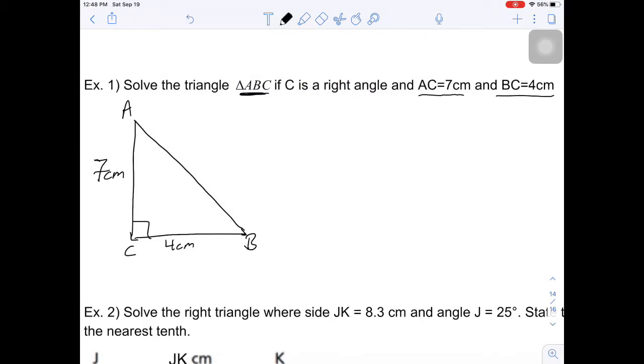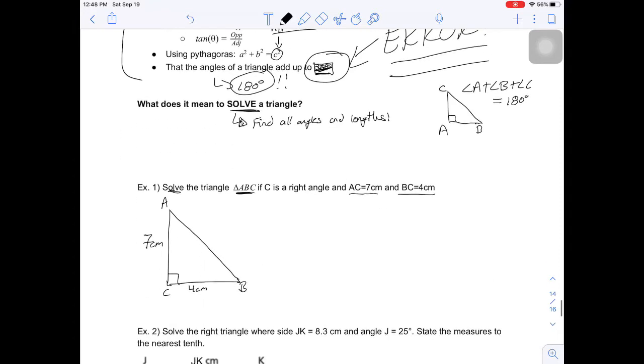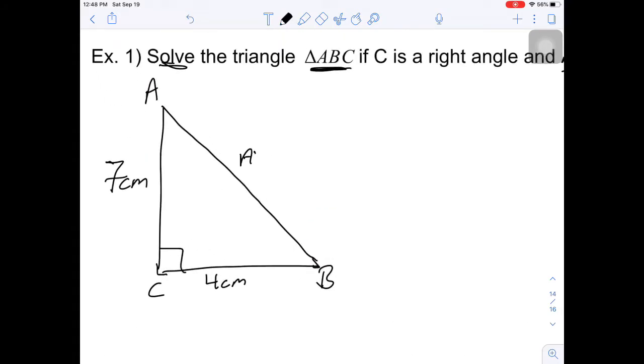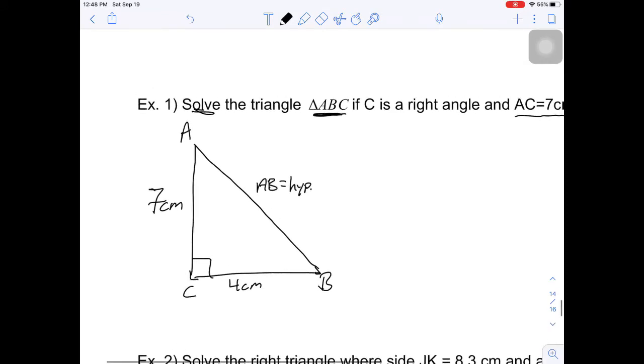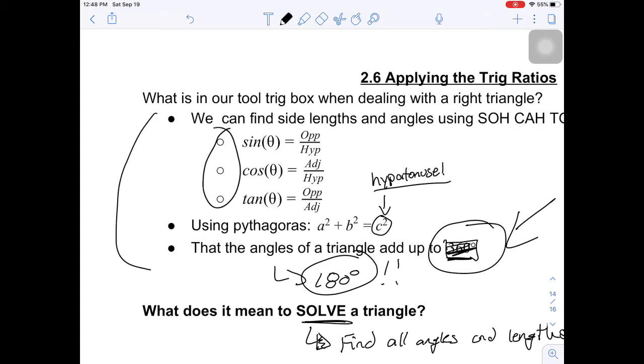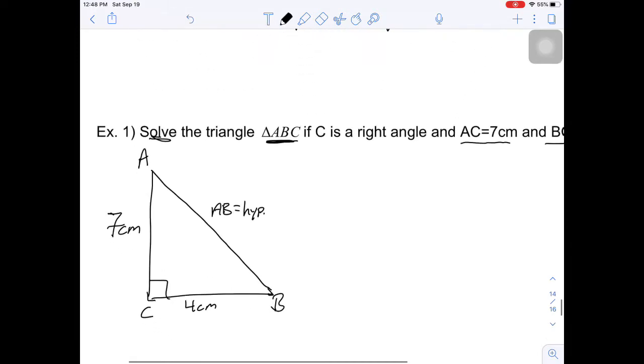Now we're trying to solve this triangle. So what do we have to do? We have to use what's in our toolbox, these three points, to find everything we can about this triangle. Let's focus on finding A to B. The first thing I notice is that side A to B is the hypotenuse. It is directly across from the 90-degree angle. This is your hypotenuse, and that's really important to understand because when you deal with Pythagoras and the three trig ratios, you need to know where the hypotenuse is found. So let's find A to B.